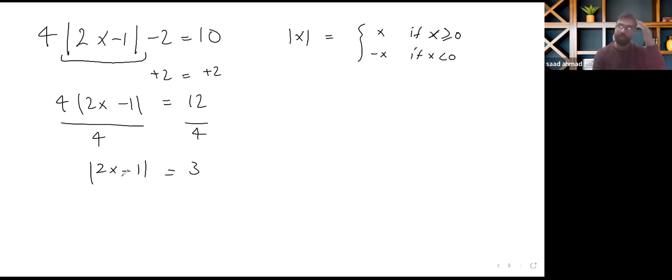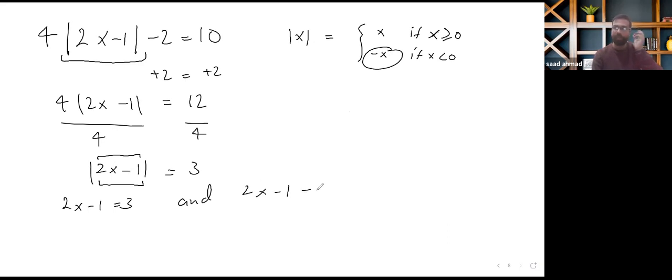So what we will do is we will assume that when this thing is greater than 0, we get it just like it is: 2x minus 1 equals 3 for the greater than part. And when this inside thing is negative, we put it as a negative. So 2x minus 1 equals negative 3. Basically we write it 2 times: one time with the plus sign, as it is, and one time with the negative.